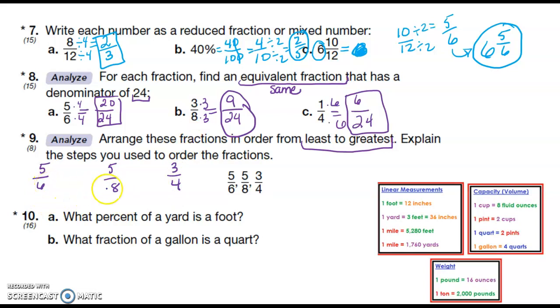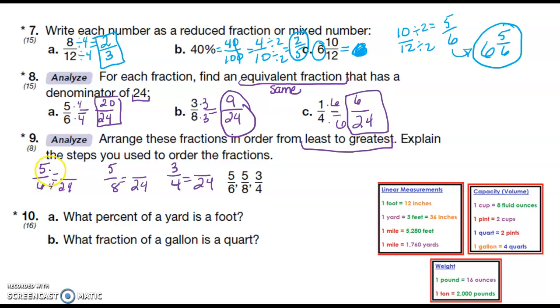It's not 12, because 8 doesn't go into 12. Is it 24? They all go into 24, so let's do that. As a matter of fact, we have 5, 6 there. Oh, okay, 3, 8. So I'm going to convert them so they all have a denominator of 24.